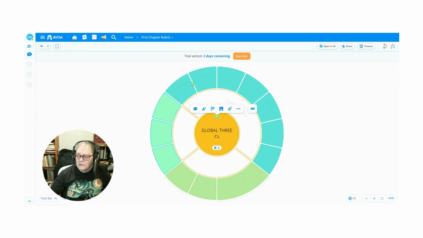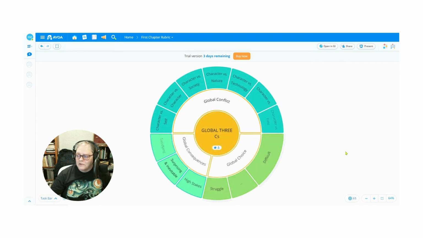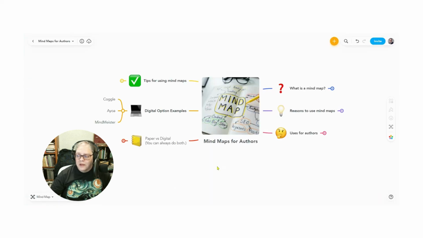Okay. Yes, there we go. So now we have the 7 universal conflicts. It is more expensive. It has a lot more functionality. You may not need it. I found that I liked MindMeister the best. So we're going to switch to that.